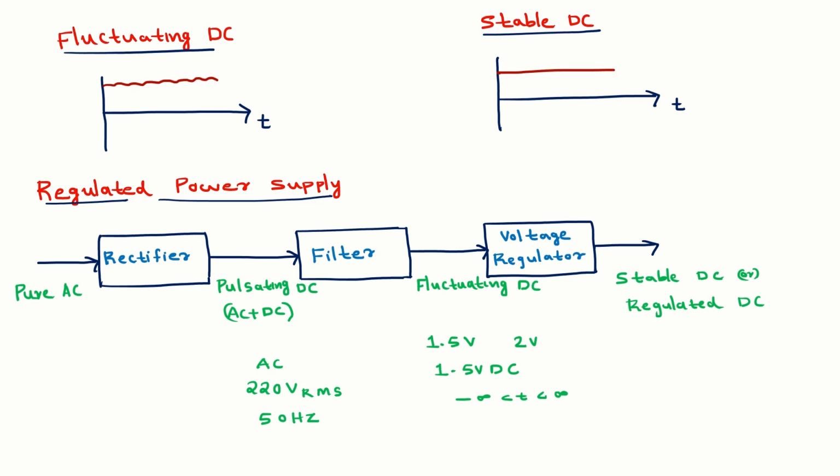The output of the filter is fluctuating DC. Actually, the output of the filter is not a stable DC. It has variation. So to get the stable DC, or to eliminate the fluctuations in the output of the filter, in the third stage we are using the voltage regulator. The voltage regulator converts the fluctuating DC into stable DC. The stable DC signal is also known as a regulated DC signal. So this is the simple block diagram of a regulated power supply.